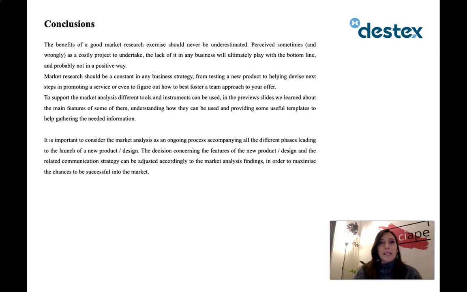So we can conclude by saying that market research should be a constant in any business strategy. The decisions concerning the future of a new product or design and the related communication strategies can be adjusted accordingly to the market analysis findings in order to maximize our chances of success.